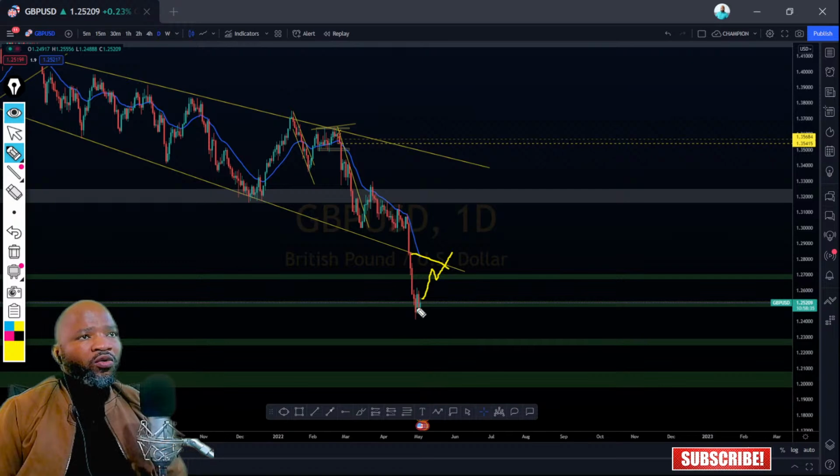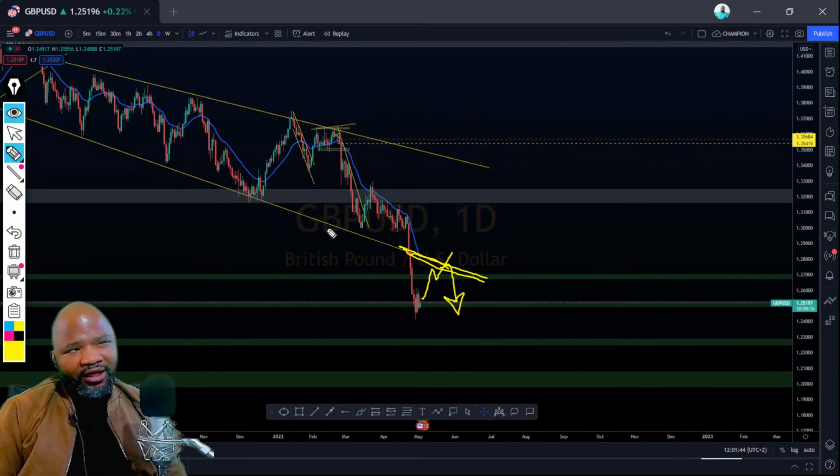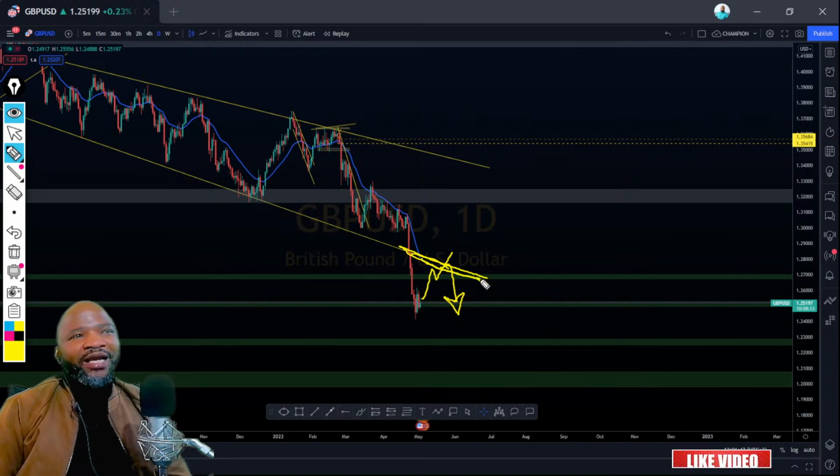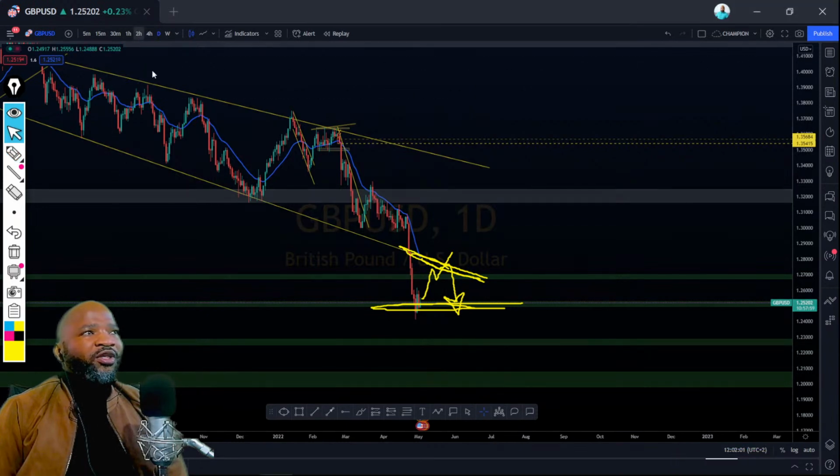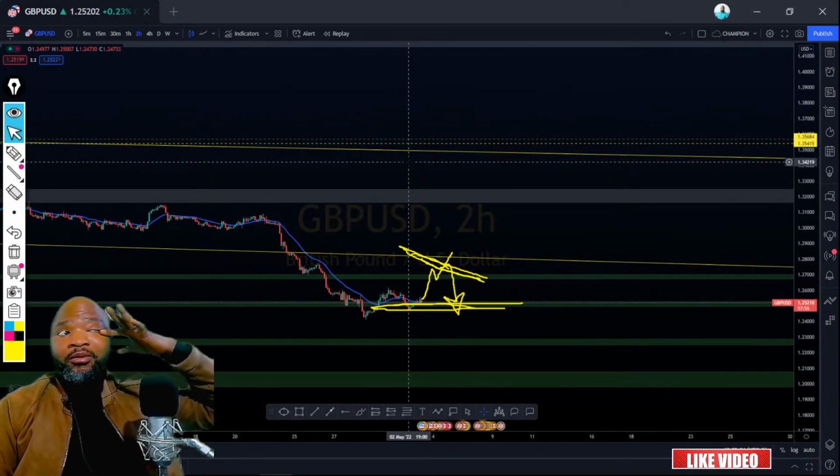or if it doesn't break this diagonal support zone to push towards the downside. If it does respect this level, this previous diagonal support will be turned into a diagonal resistance. Then we will see our price push towards the downside, retest this horizontal support. Let's push to the lower time frame and see the 2-hour time frame.